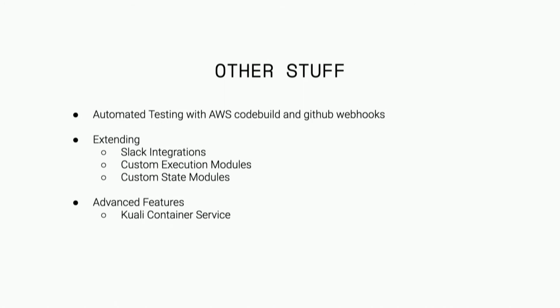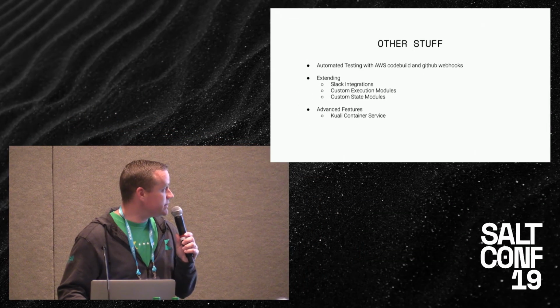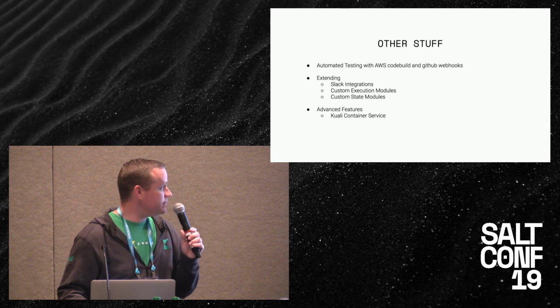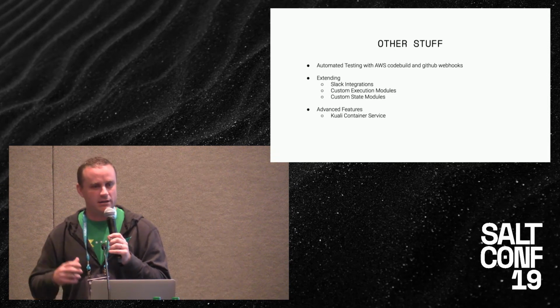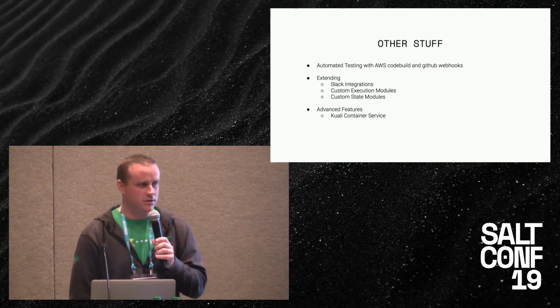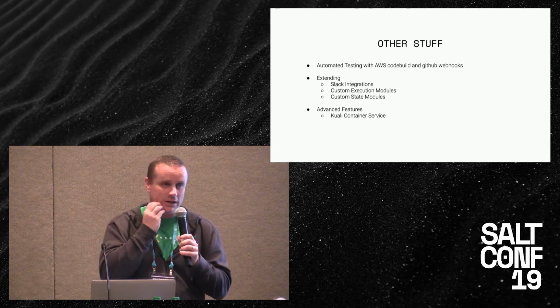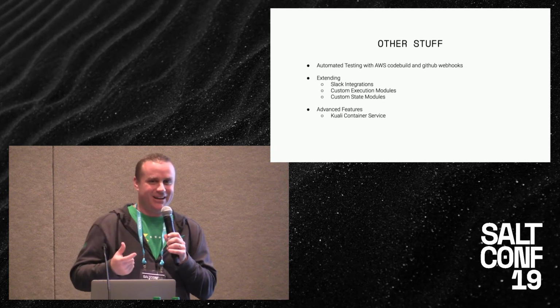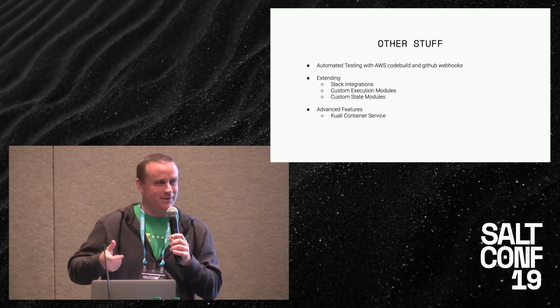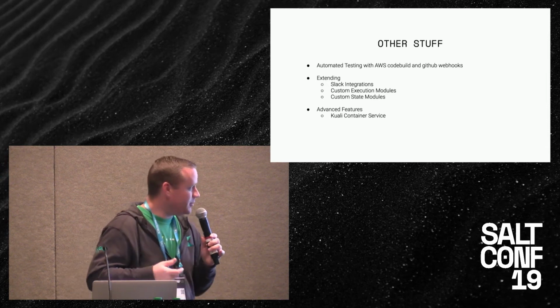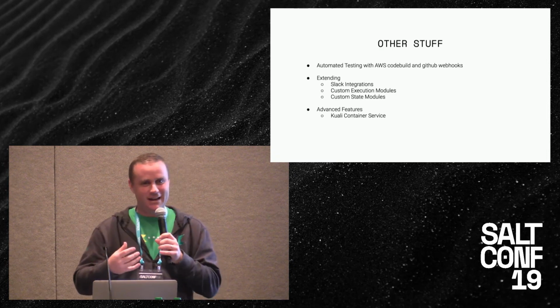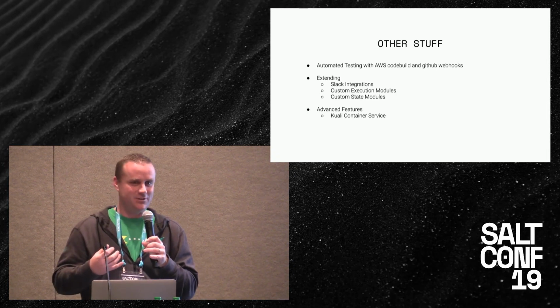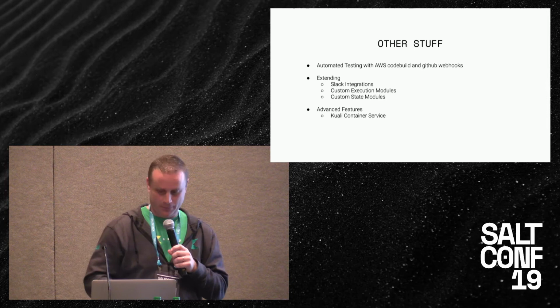Other stuff. I've talked a little bit about this. We do some Slack integrations, custom execution modules, custom state modules, and then an advanced feature that we built. We try to stay true to our state modules and having them do only what they need to do. But we did create one wrapper state module called the Kuali container service. What it does is it takes all of our other execution modules and makes it easy for our developers to do a very simple app deploy.